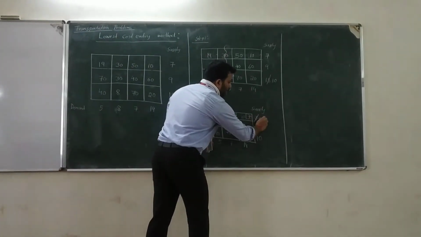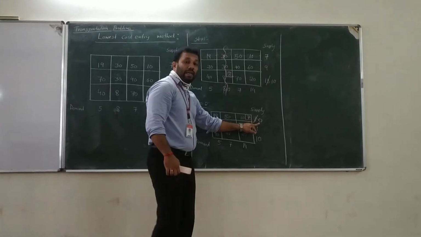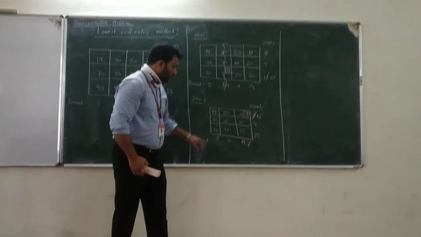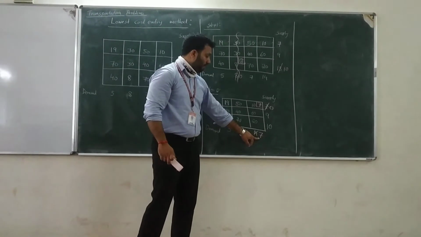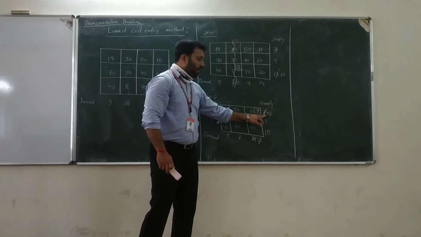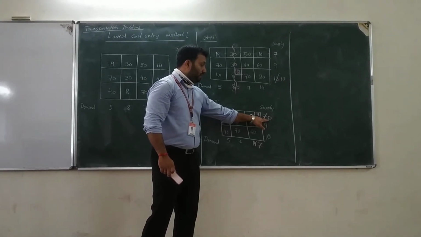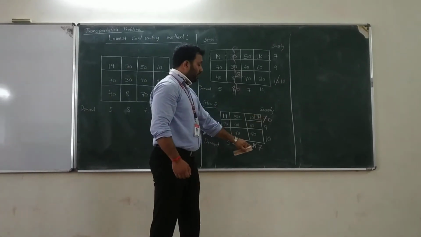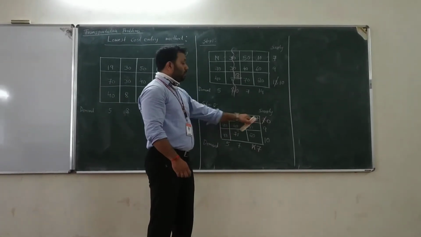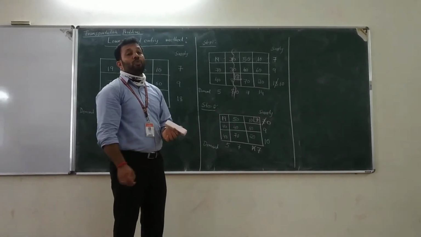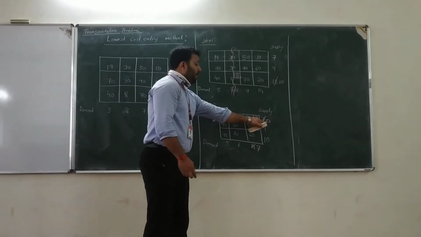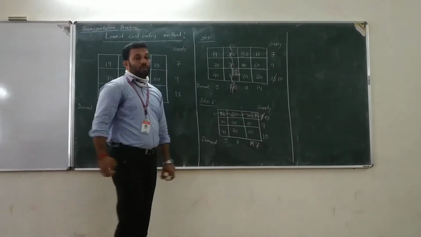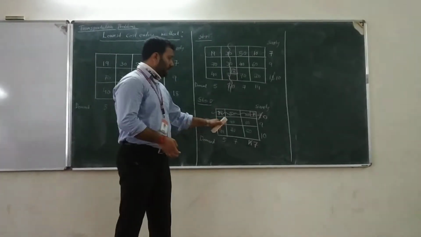What happens here is the remaining supply is 0, and the remaining demand is 7. Here 7 is remaining, and the entire supply we have used, so it becomes 0. As I told you earlier, wherever we get 0, either in the row or the column, the entire row or column has to be deleted. Here I have got 0, so I am deleting this particular row. The entire row I have deleted.